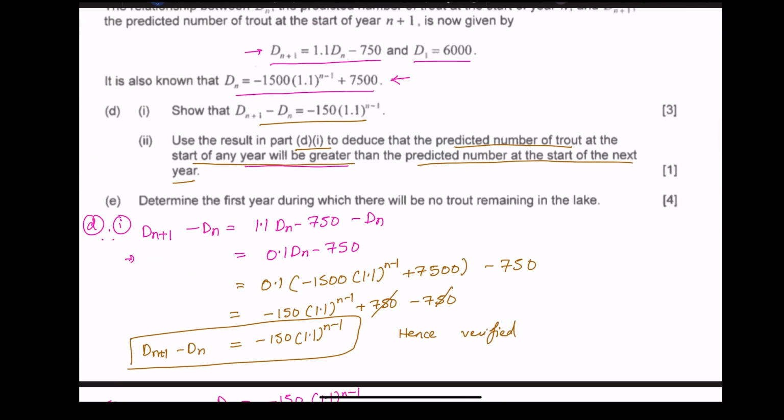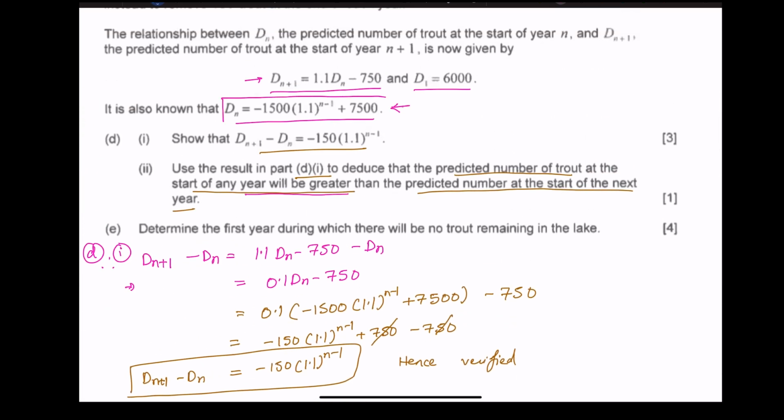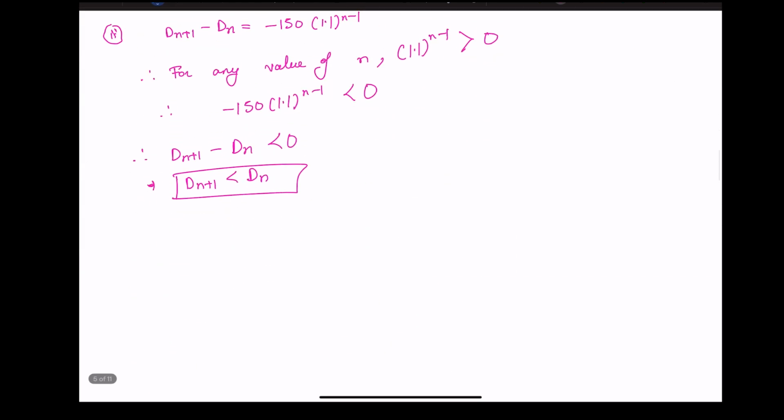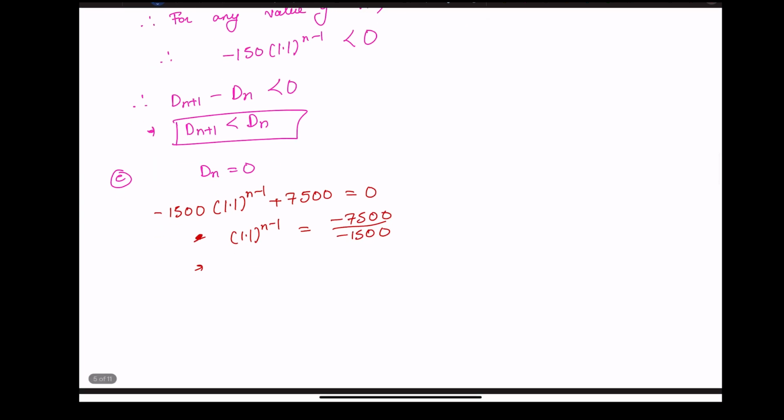Now the third part. Determine the first year in which there will be no trout remaining in this lake. Okay, so we can just use this equation and equate it to 0 and find n. For part E, we can put dn equals 0. So minus 1500 (1.1 to the power of n minus 1) plus 7500 will be equal to 0. From here, if I simplify, this is equal to minus 7500 by minus 1500. So the right side becomes 5 and this is 1.1 to the power of n minus 1.